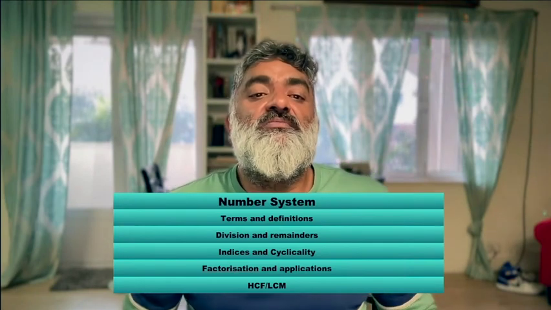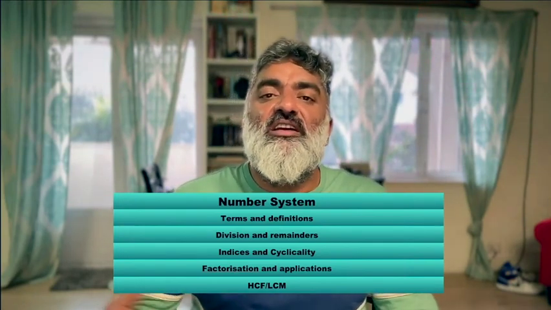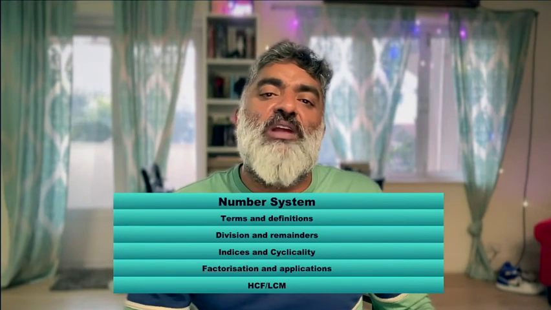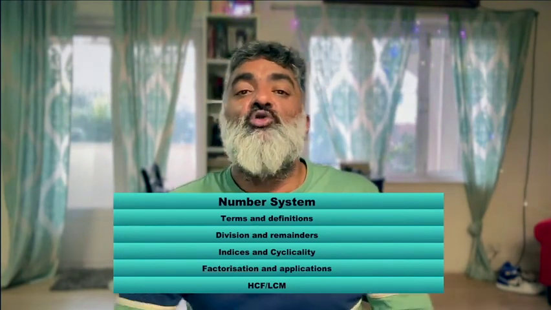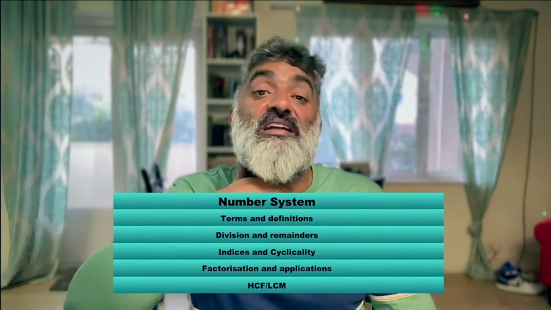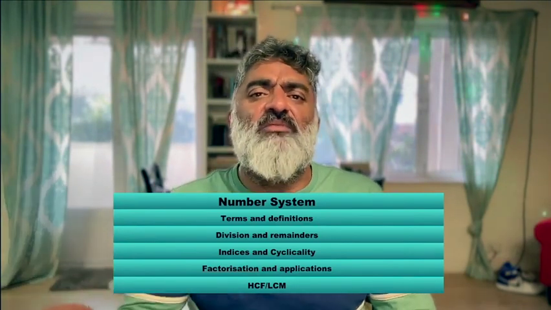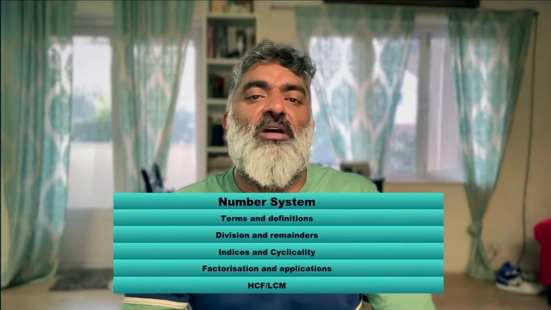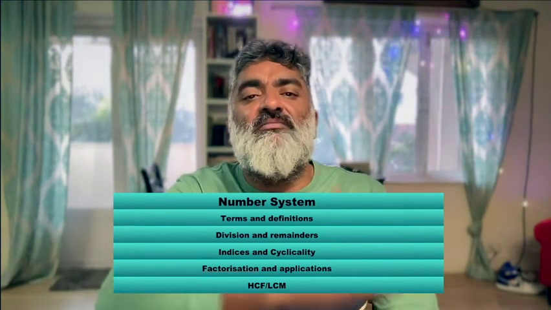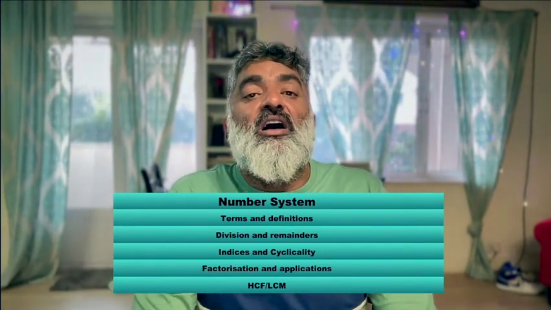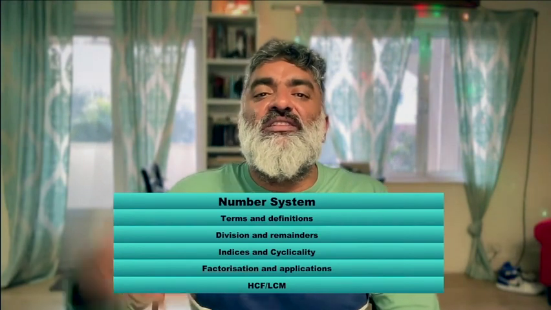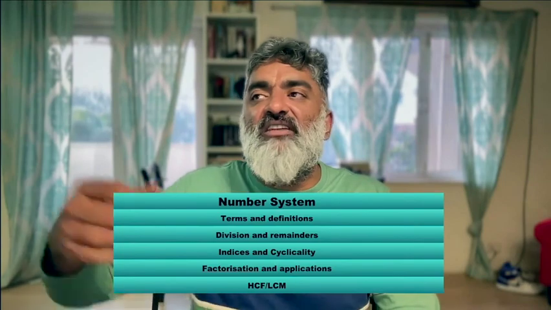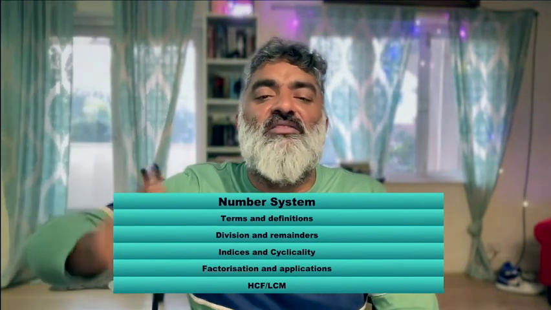Number system: terms and definitions are very important. Real numbers, prime numbers, co-prime numbers, factors, highest common factor, lowest common multiple. So factor means what, multiple means what. So terms and conditions are a very important part of number system and other algebra problems as well. Major topics would be division and remainders, right? What is the remainder when this is divided by this? When 9 raised to 181 is divided by 7, what is the remainder?